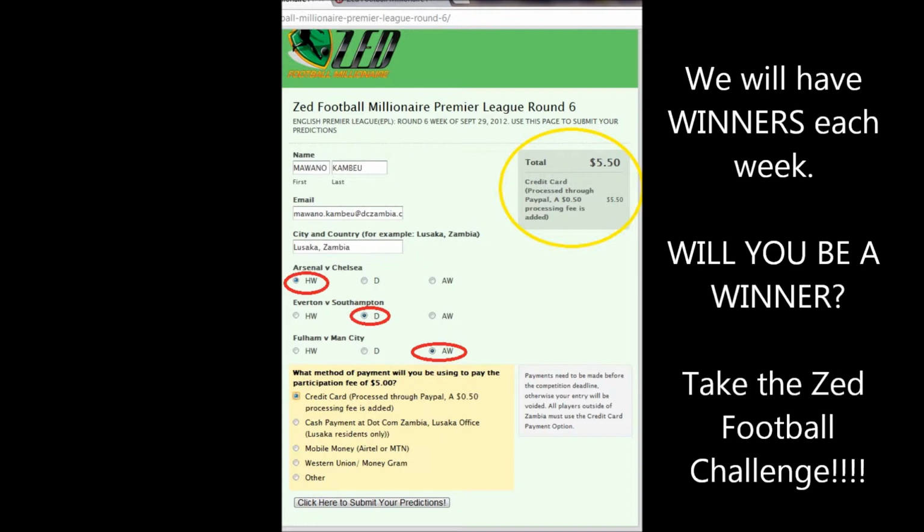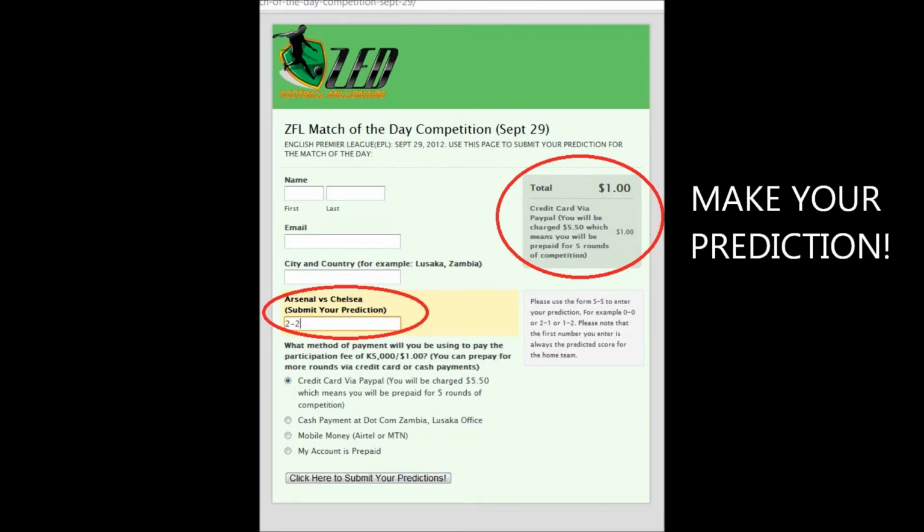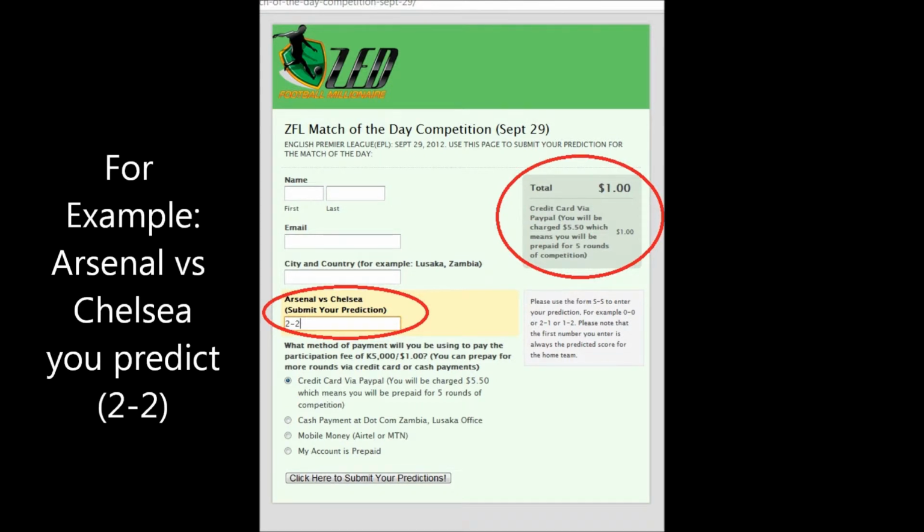So I have talked to you about the prediction pools and how they work. Now let's talk about the match of the day competition. What this competition requires you to be is an expert at predicting what the outcome of a particular match will be. That match could be from the English Premier League, it could be from the Zambia Super League, it could be from Liga, it could be for the Africa Cup, it could be anything. When we announce the match of the day, what you have to do is predict the score.